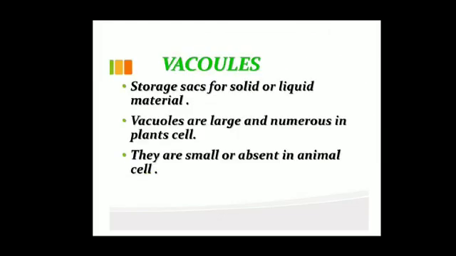Vacuole. Children, in plant cells we have a big size of vacuole. In animal cells, they are almost absent or very few vacuoles are there. They are storage sacs for solid or liquid material. Vacuoles are large and numerous in plant cells. They are small or absent in animal cells.